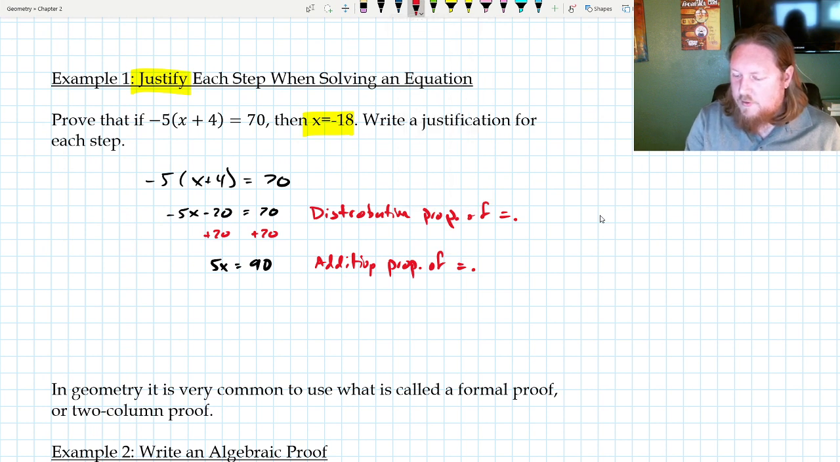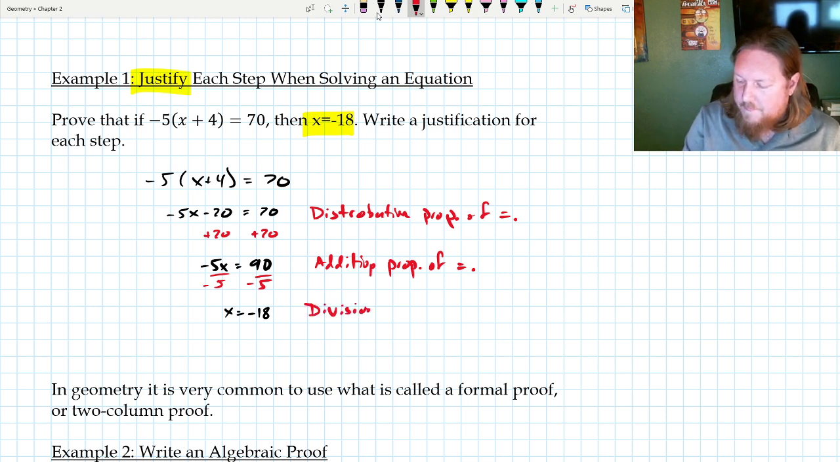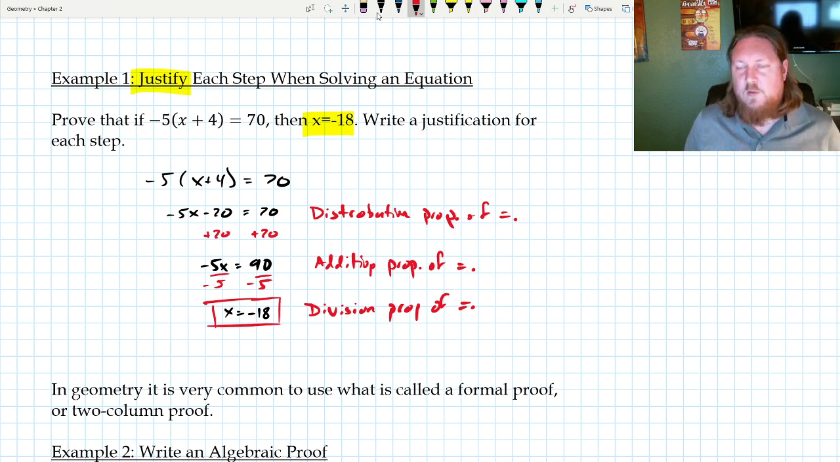Next step, we're going to divide both sides by 5. And we're going to get, oh, sorry, I dropped my negative here. That should be -5, so I should divide by -5, which gets me x equals -18. And the justification for that step is the division property of equality. And I've gotten to my answer, which is the conclusion that they said I should reach, and it works. Remember, the justifications are the important part here.